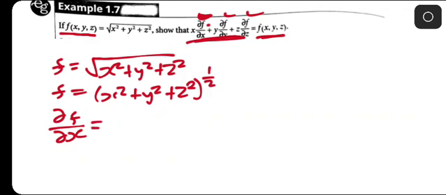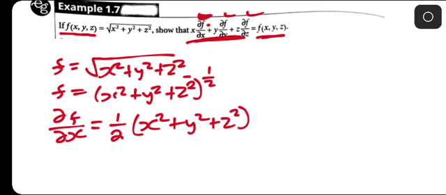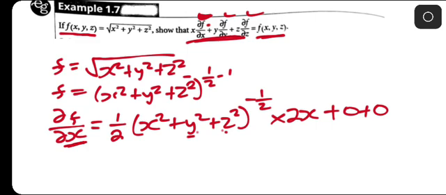Then we apply the power rule. I drop the exponent and multiply by it, which is 1 over 2. Then we apply the chain rule. We subtract 1 from the exponent, so it becomes negative 1 over 2, and multiply using the chain rule, but now with respect to x. So these two will be multiplied by 2x, since we drop the exponent of x squared. The other terms will simply be plus 0, because they are constants with respect to x.